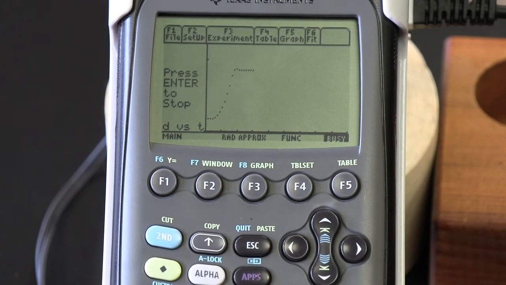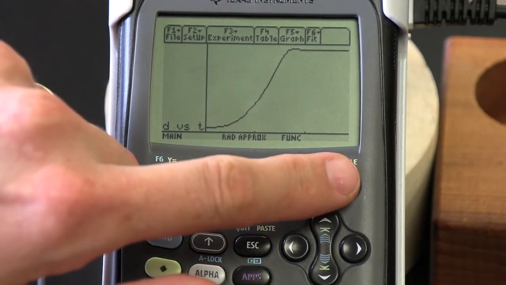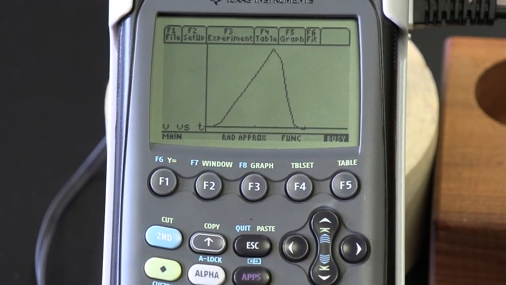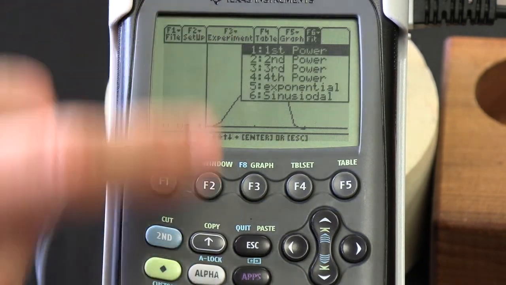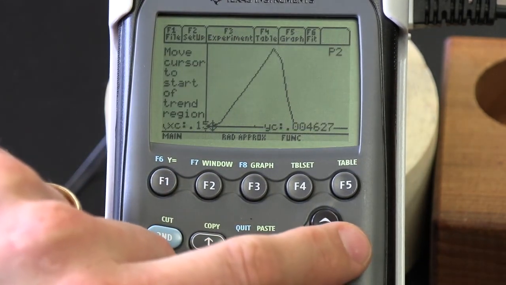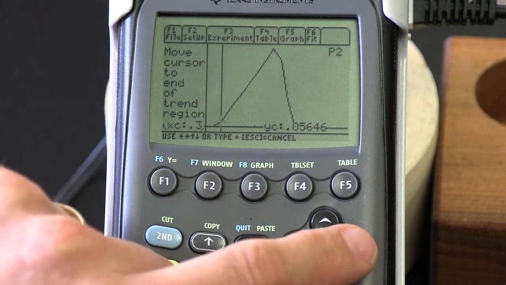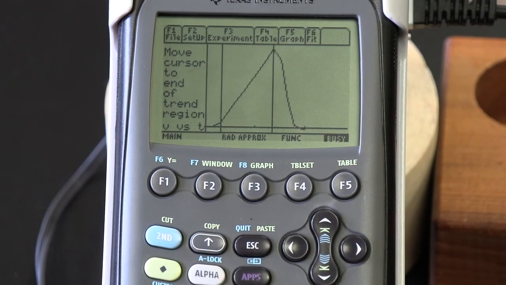Okay, I'll stop it and give it a chance to process. Again, a nice smooth parabola, d equals 1/2 at squared, but that doesn't help us. We need the velocity graph so we could calculate the slope and therefore the acceleration. So we're again going to fit to the first power because it's a straight line. We move the cursor to here. That's about the start of our trend region. Let's move it to the end of our trend region. We'll give it a moment to calculate the slope.